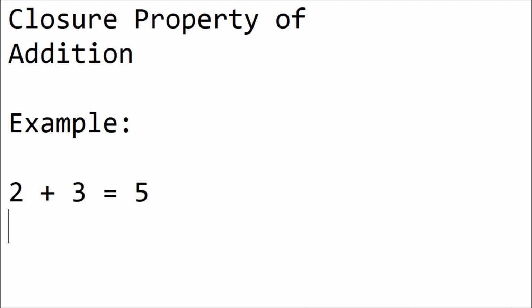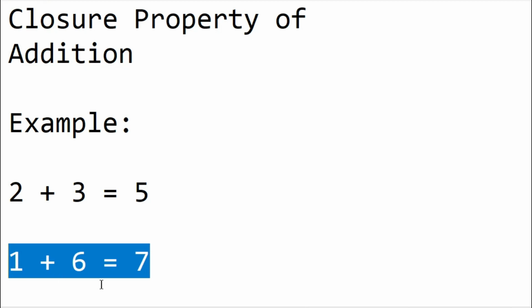So, kagaya din nito, 1 plus 6 is equals to 7. So, 1, which is an integer, plus 6 ay integer din, magiging 7, which is also an integer. So, meron silang closure property.